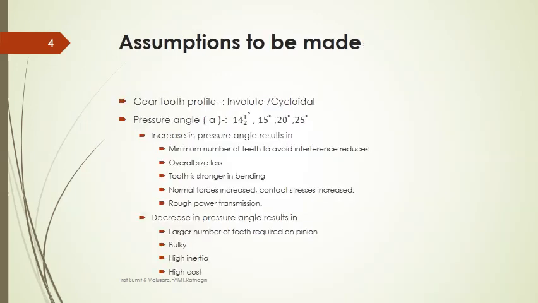Okay, now which are the assumptions to be made? First of all, the gear tooth profile. We have already stated that gear teeth have two types of profile, involute and cycloidal. Okay, in case of involute, the pressure angle remains constant. In case of cycloidal, the pressure angle varies from maximum to 0, again 0 to maximum throughout the meshing.